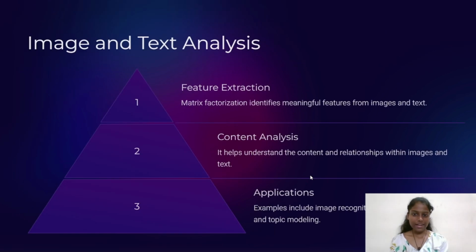Image and text analysis: the first is feature extraction, and then content analysis. Feature extraction: matrix factorization identifies meaningful features from images and text. Content analysis: it helps understand the content and relationships within images and text. Application examples include image recognition, text summarization and topic modeling.